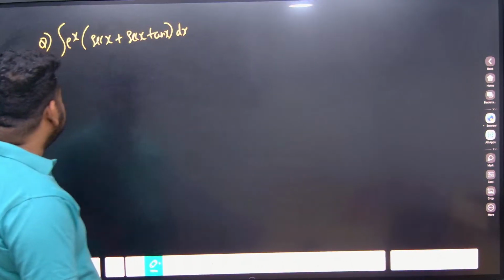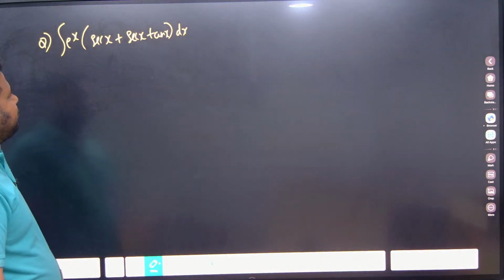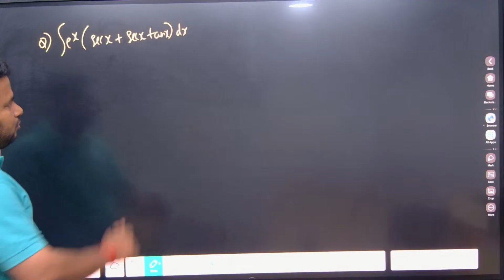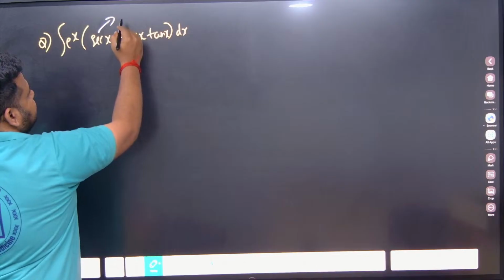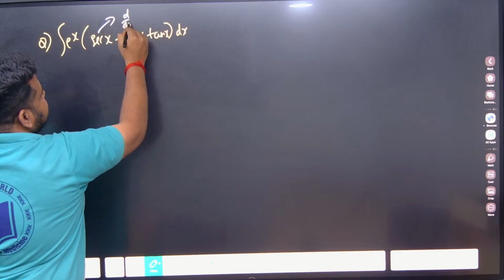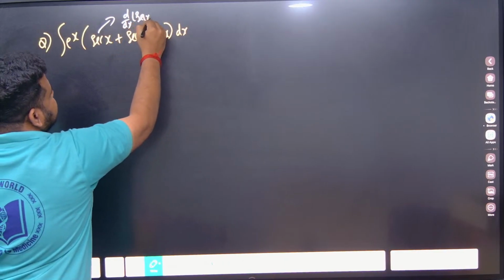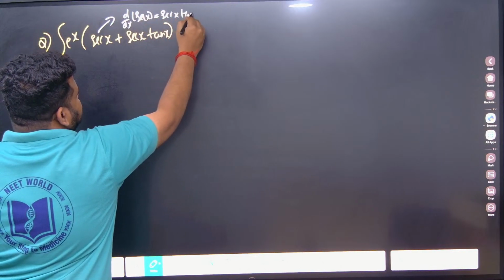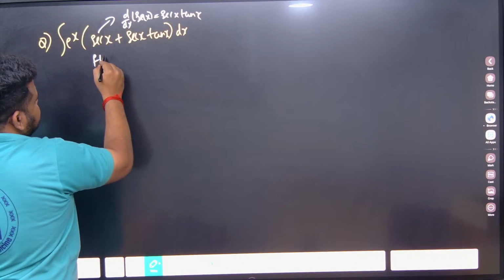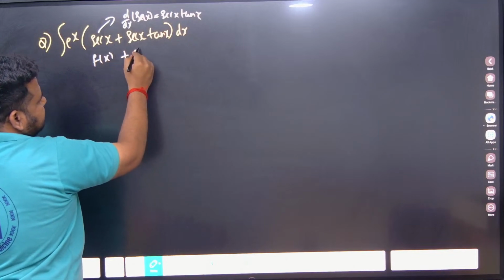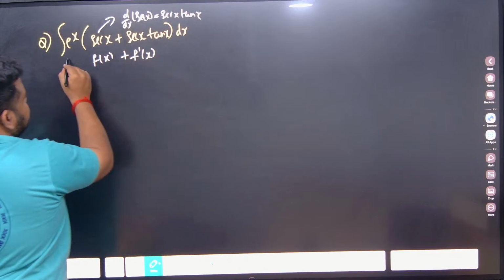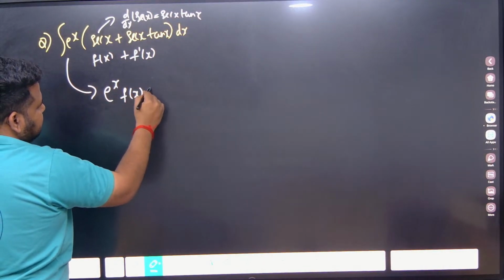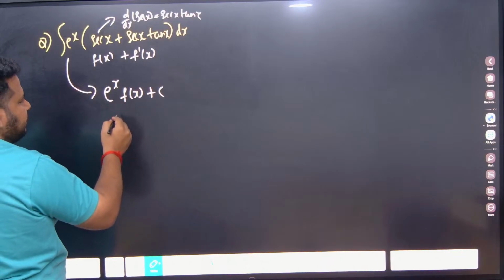Here they have given integral of e power x into secant x plus secant x tan x. Now secant x is there, fine. If I say d by dx of secant x, what is it? It is nothing but equal to secant x tan x. So if secant x is f of x, this is nothing but f dash of x. So for this answer I should write e power x f of x plus c.